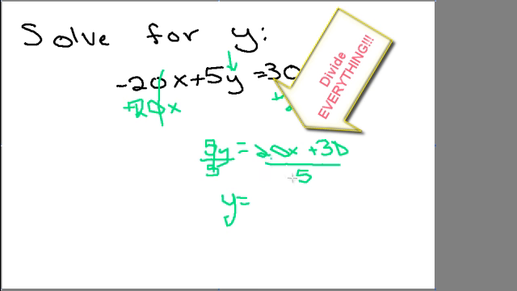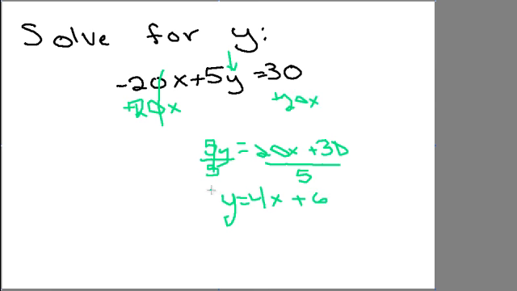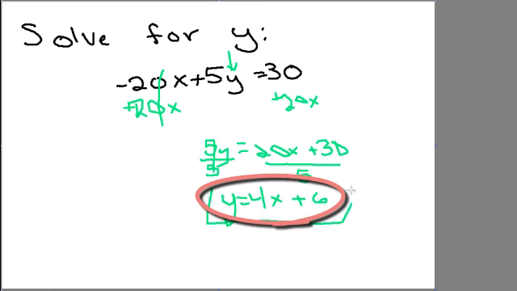Then 20 divided by 5 will leave me with 4. And that had an x with it, so I still have to bring that down. Bring down my plus sign. Then I'm going to take 30 divided by 5, which leaves me with 6. So now I have y all by itself. I have solved my equation for y, and I'm good.